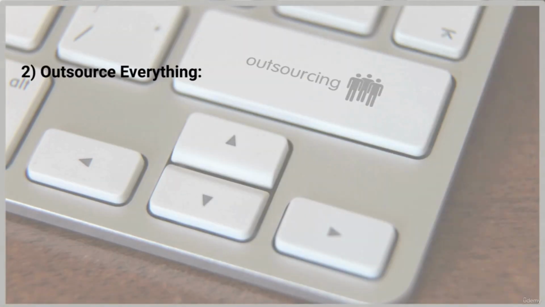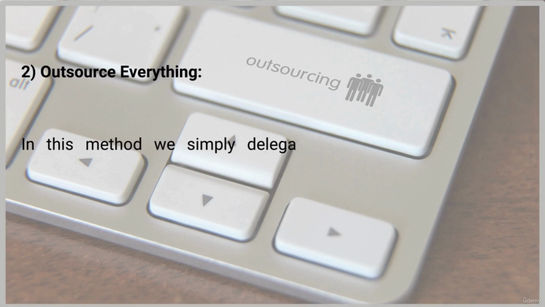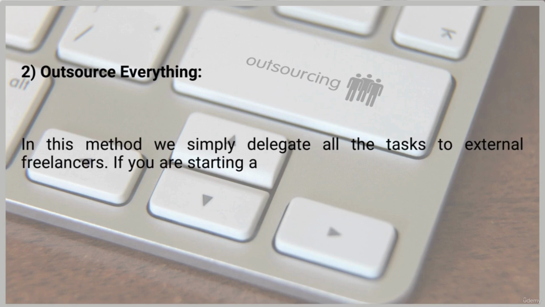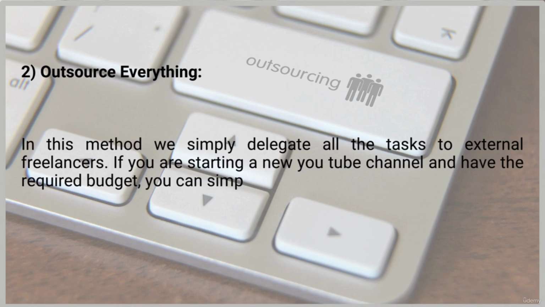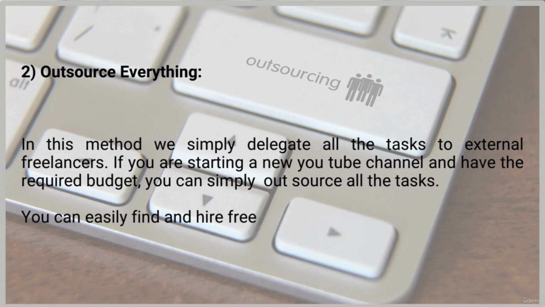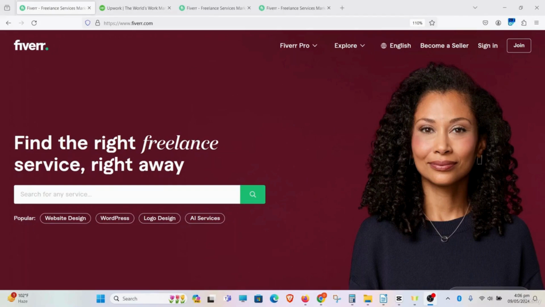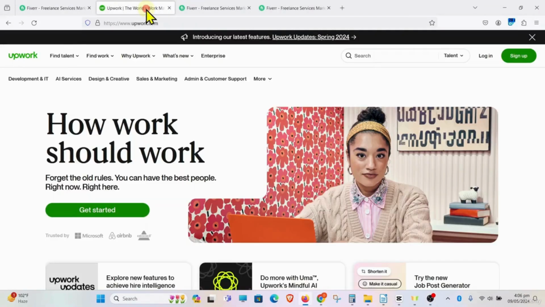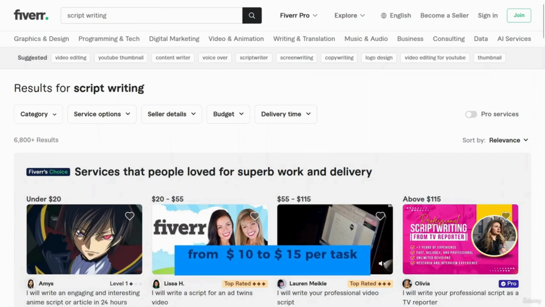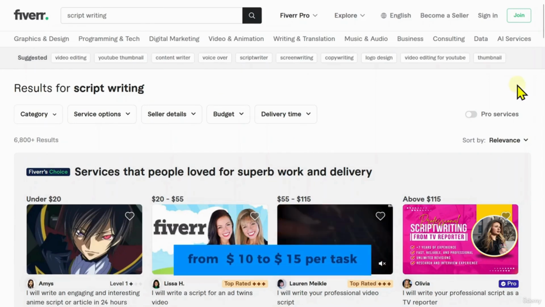Outsource everything. In this method, we simply delegate all the tasks to external freelancers. If you are starting a new YouTube channel and have the required budget, you can simply outsource all the tasks. You can easily find and hire freelancers from Fiverr or Upwork. These freelancers are paid a fixed flat rate for their work starting from $10 to $15 per task.